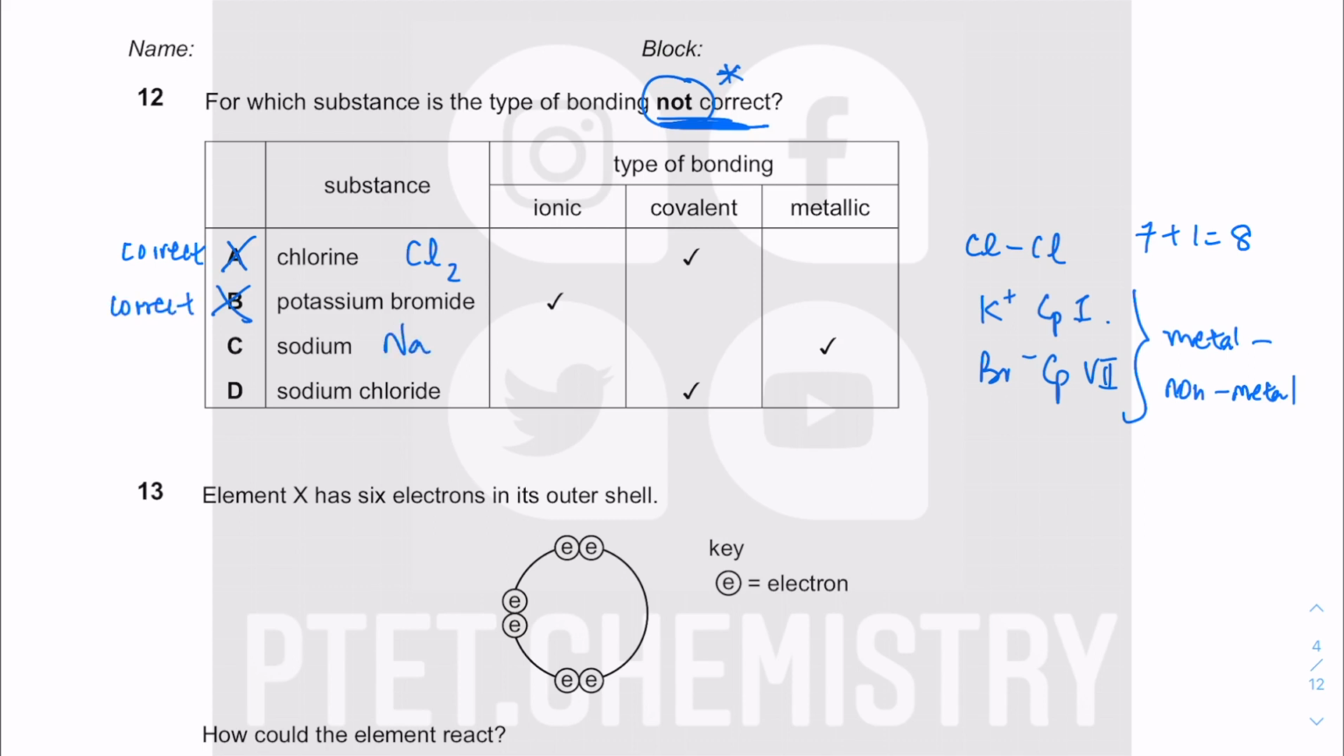Sodium is a metal, so this is a metal, and that is once again correct. Correct, meaning to say that is a correct statement, so it cannot be the answer. Sodium chloride. Sodium is group 1, metal.